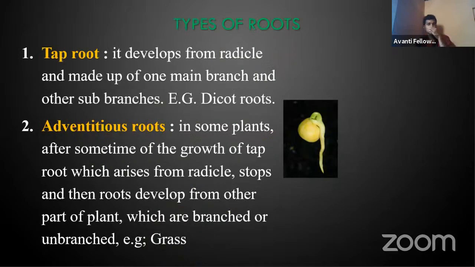So roots can be easily differentiated into two types. One is taproot and the other is adventitious root. Okay, if you take any seed, you probably have observed a root-like structure coming from it, right? Root and shoot, right? Root, and this one is the shoot. This particular root-like structure, we call it the radicle.